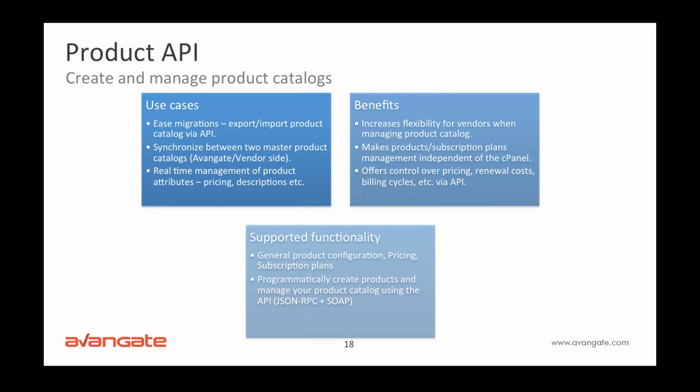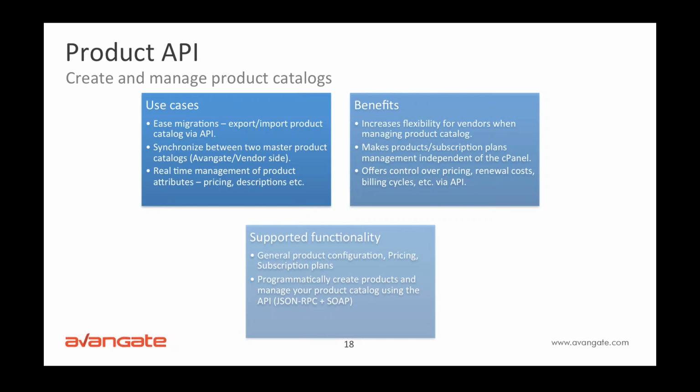And at that time, it did allow you to extract some information from the Avangate platform, and now we're taking it a step forward. You can already find the documentation for the product API in the help area of your control panel. And the latest enhancements are really around letting you manage your product catalog in Avangate without actually the need for the control panel, right?